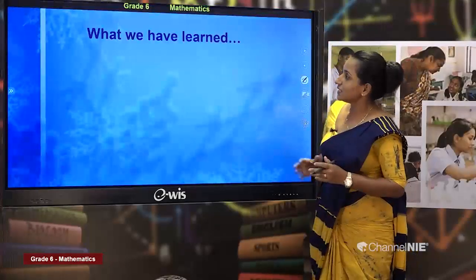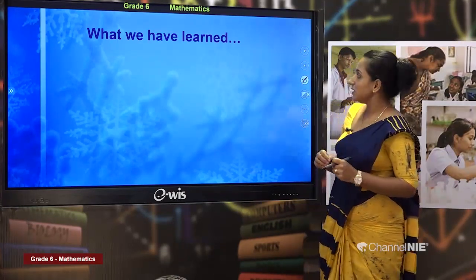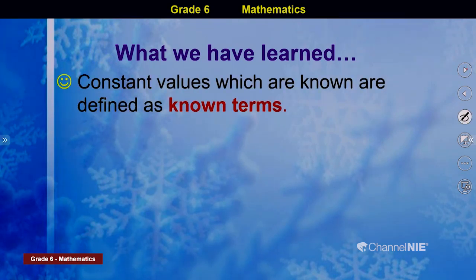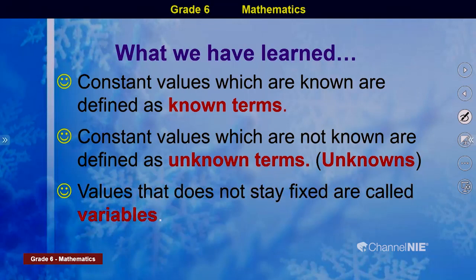foundation to algebraic expressions. We learned some new words in algebraic symbols. We learned about known terms. Constant values which are known are called known terms, and we use numbers to represent known terms. Then we learned about unknown terms. Constant values which are not known are called unknown terms. Then we learned about variables. Values that do not stay fixed are called variables.